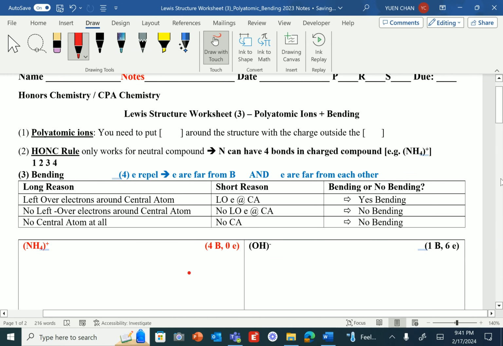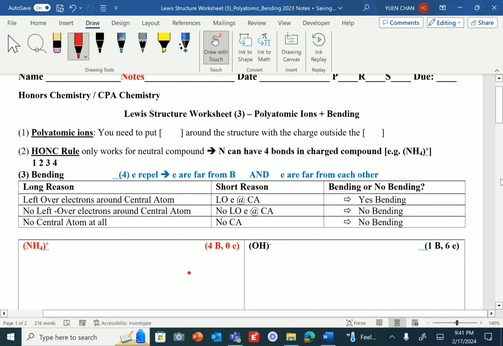Hi, in this video, I will talk about Lewis structure worksheet 3, polyatomic ions and also bending. Polyatomic ions are back to our unit 3 ionic compounds. You have, like, SO3 2 minus or PO4 3 minus. So how do we draw the polyatomic ion using the Lewis structure?